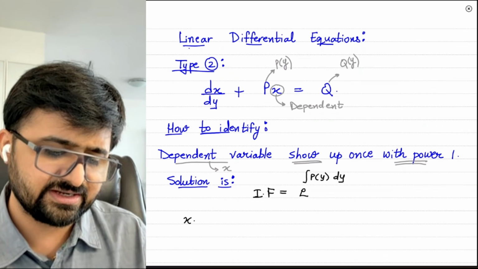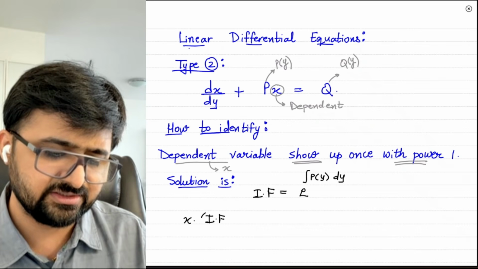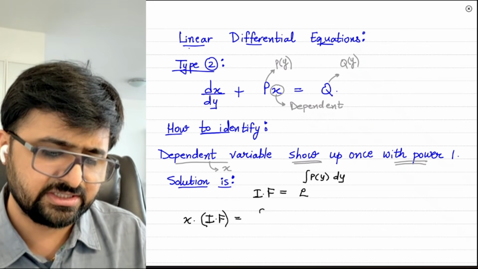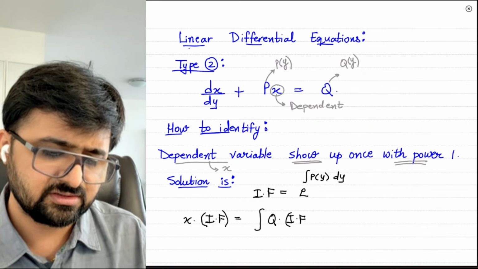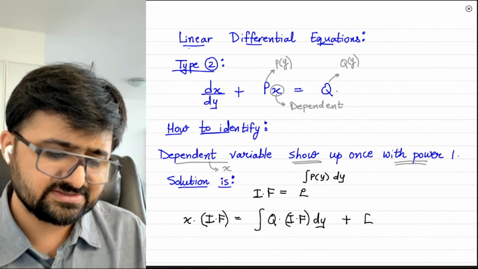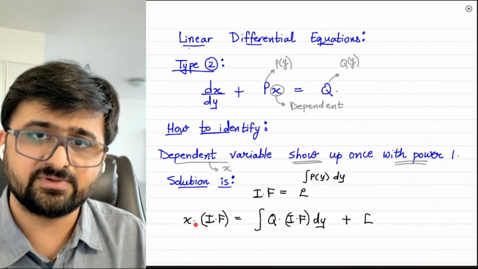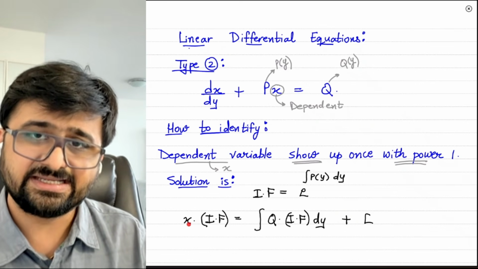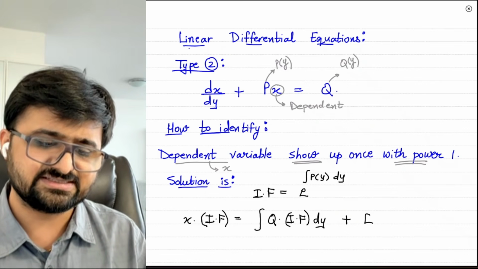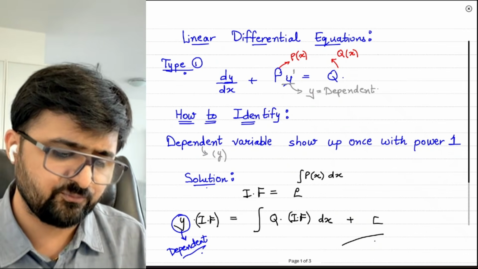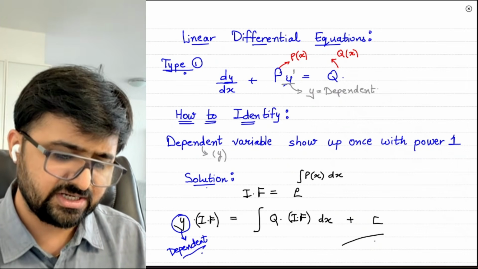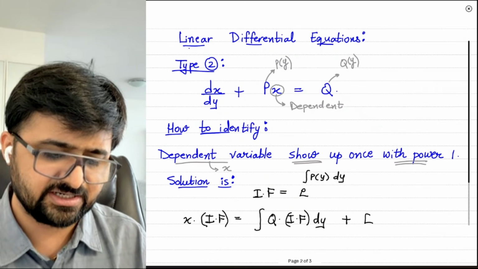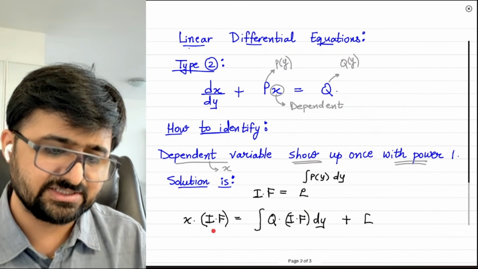So here we will write x into integrating factor is equal to integration of q into integrating factor dy plus c. Because my dependent variable here is x, which is why I write x into integrating factor. In the previous type, y was my dependent variable, so I write y into integrating factor. But here x is the dependent variable, so I write it as x into integrating factor.